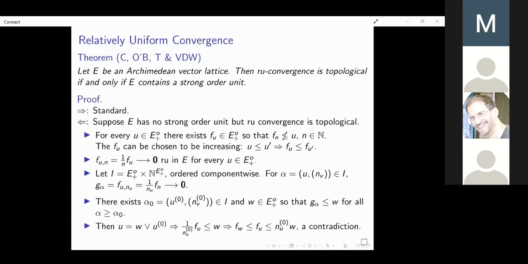So relatively uniform convergence is topological if and only if E has a strong order unit. Again, we see that there are plenty of very interesting vector lattices for which relatively uniform convergence is not topological.